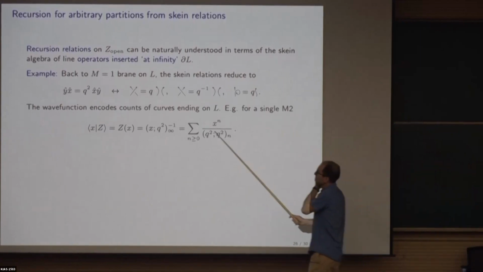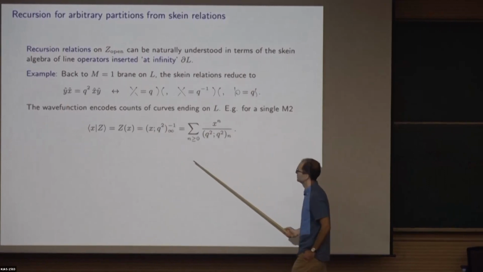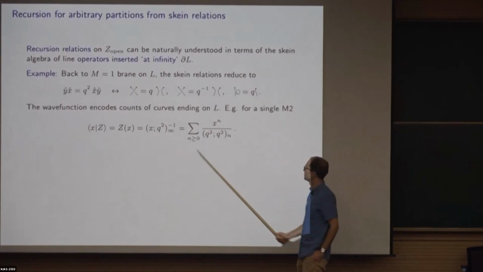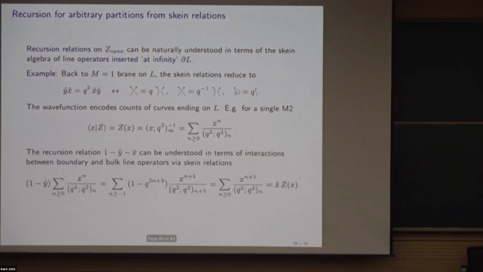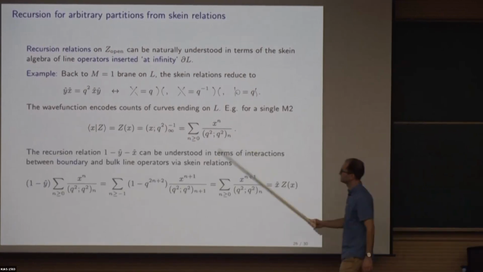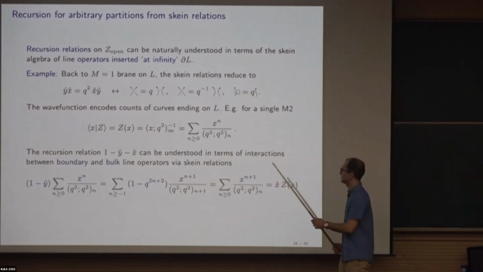Now, in that case, for a single M2 brane, we said that the partition function was a quantum dilogarithm that you can write in this way. And in that case, the recursion relation was just 1 minus y minus x. And this can be understood as follows.